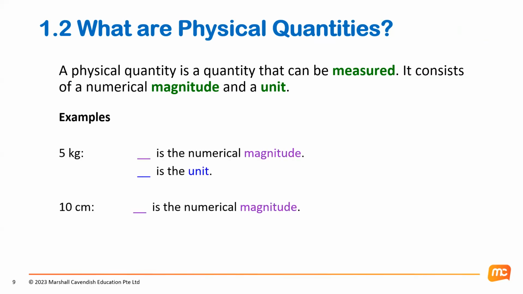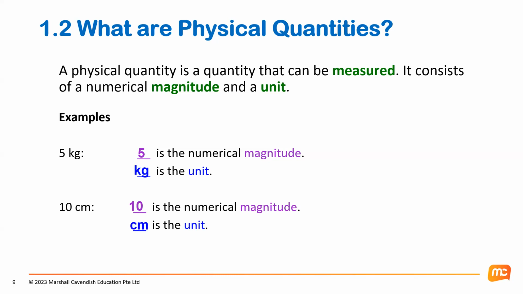I'm going to give you 2 examples. The first example, 5 kg, is a mass, it is a physical quantity. You can measure it using an electronic mass balance, and it gives you a numerical magnitude 5, and a unit, which is kg. And then 10 cm is a length. You can measure it using a ruler. It gives you a numerical magnitude, which is 10, and a unit, which is cm.